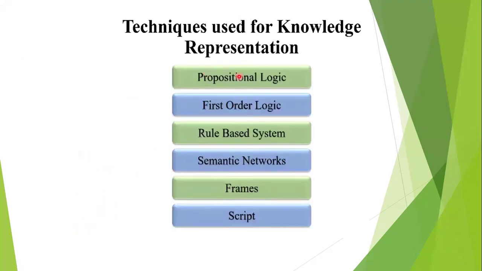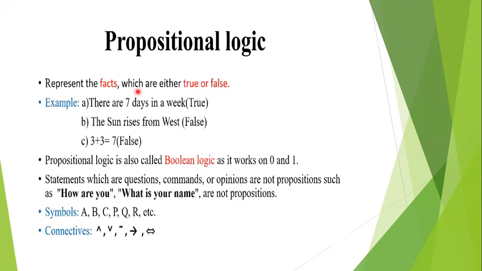The techniques used for knowledge representation are propositional logic, first order logic, rule-based systems, semantic networks, frames, and scripts. First, we are going to see propositional logic. We represent facts that have only two values, either true or false. For example, for the statement that there are 7 days in a week, we can say either yes or no. We will get only Boolean answers.